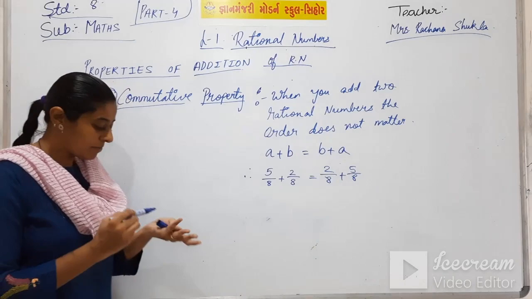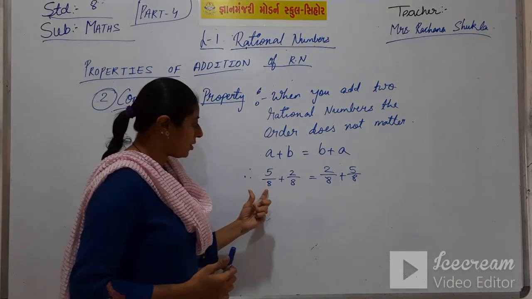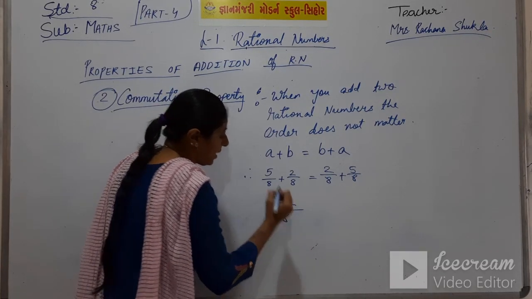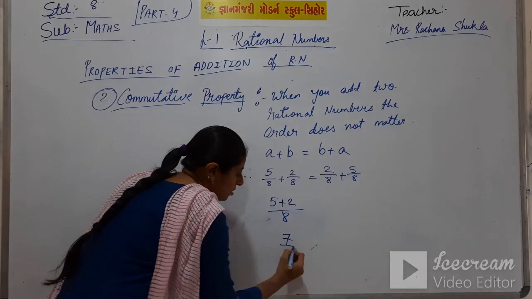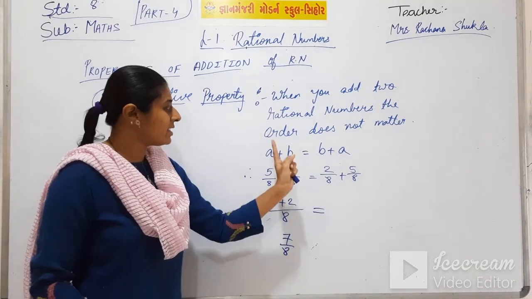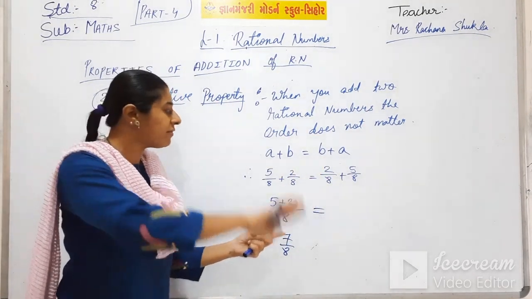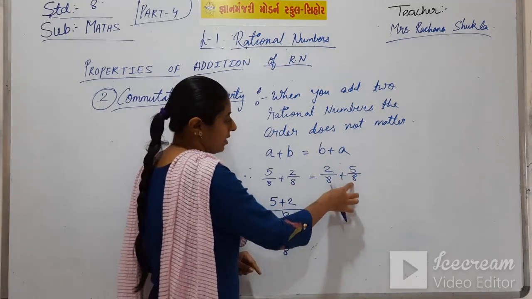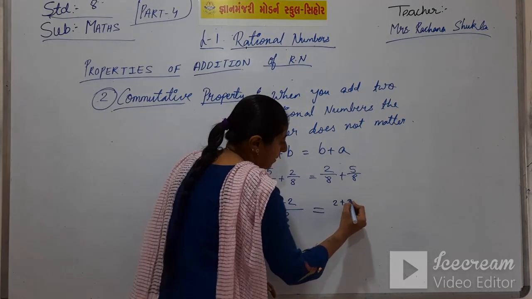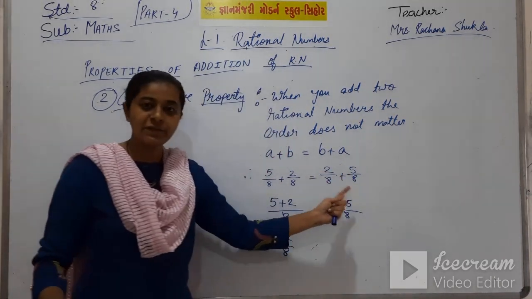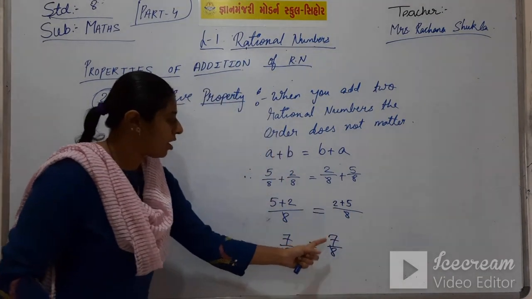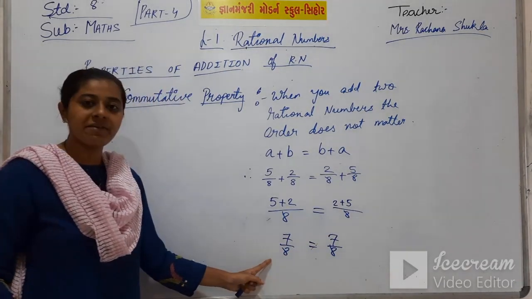See, look here students. Your question is 5 upon 8 plus 2 upon 8. So you will get the answer 5 plus 2 upon 8, that is 7 upon 8. Okay? Then here it is b plus a. That is, we have reversed the order, 2 upon 8 plus 5 upon 8. Then also you will get the same answer. That is 2 plus 5 upon 8, which is 7 upon 8. What you got? 7 upon 8 here also, and here also 7 upon 8.